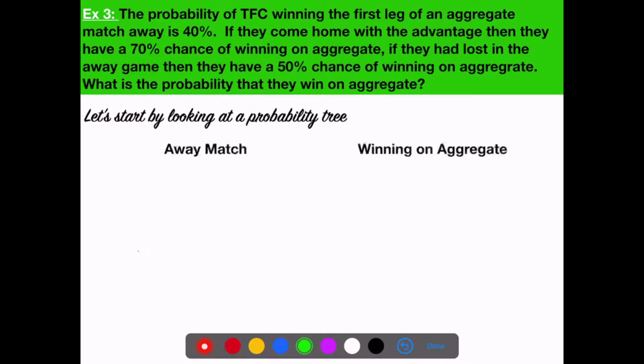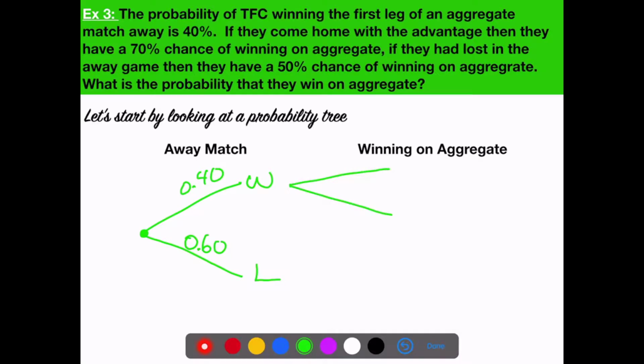Okay, so the away match, they can win or they can lose. The probability of winning that game is 40%. If they have 40% chance of winning, they have to have a 60% chance of losing. That totals to 100%. Any set of branches that go to a node are for one particular occurrence, and so the total events need to total 100%. So then going from the win to winning on aggregate, well, again, they can win on aggregate or they can lose. So this title isn't actually very good. It shouldn't say winning on aggregate. It should just say aggregate.